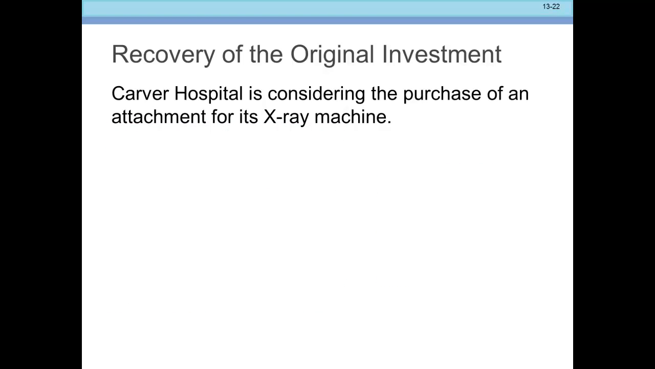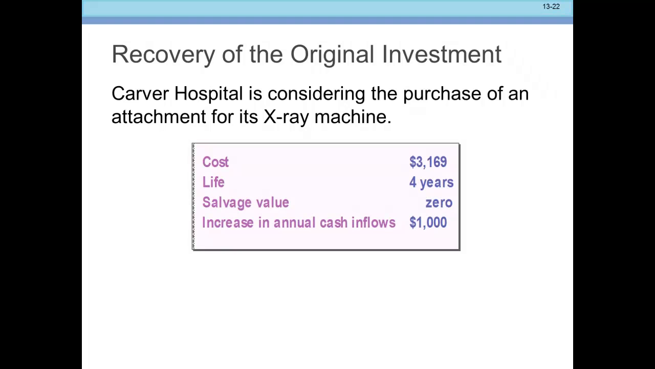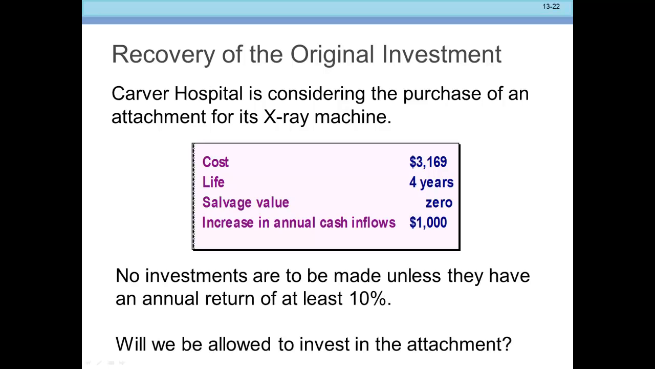Carver Hospital is considering purchasing an attachment for their X-ray machine. It has a cost of $3,169, a 4-year life with no salvage value, and will increase annual cash inflows by $1,000 per year. We need at least an annual return of 10% to justify the investment. Should we do this or not?